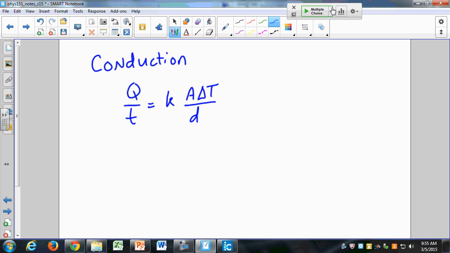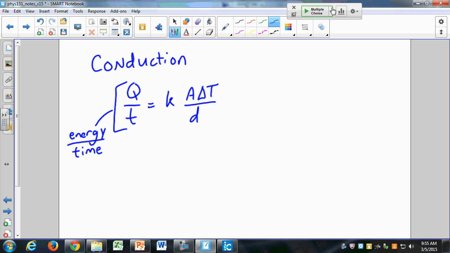You're not going to do any calculations with this, but I want you to know how this rate of conduction is dependent upon these different things. First of all, this is just the rate of conduction. It is energy over time. So if I have a bigger rate of conduction, that means I'm pushing more energy in a faster amount of time.